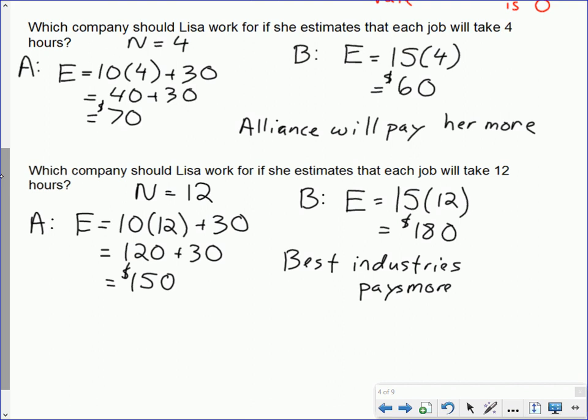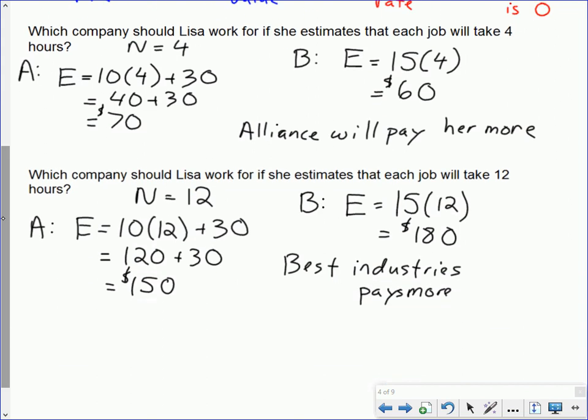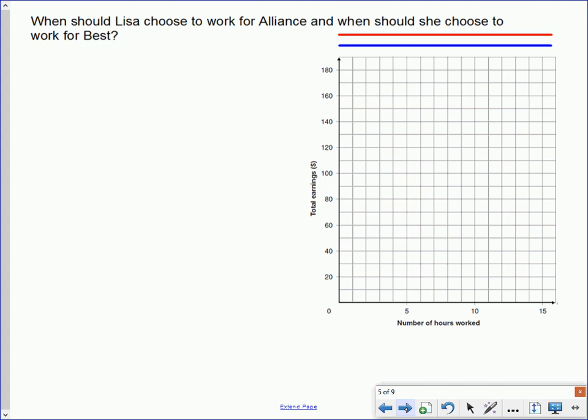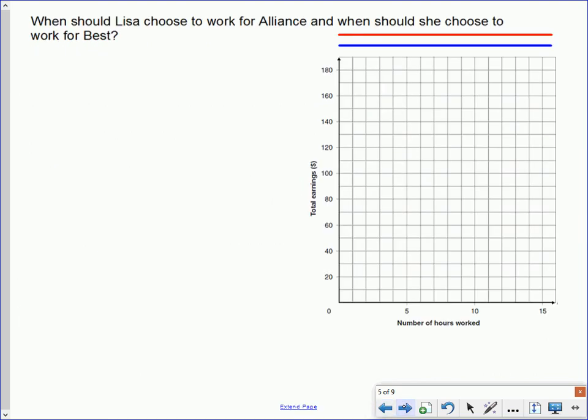Well, what we want to do here is find the solution for the linear system defined by these two equations. So we're going to find the point where both jobs pay exactly the same, and then we're going to make our recommendation based on that. We are going to plot these two equations on the same axis to solve the linear system. So let's see, we'll do one in red, we'll do one in blue, and just to make it consistent with what I did before, we're going to do Alliance here in blue.